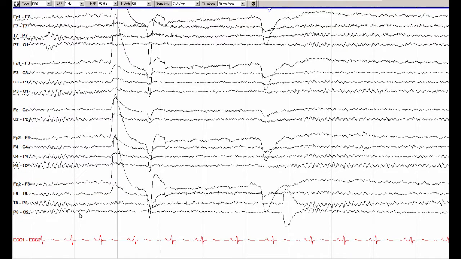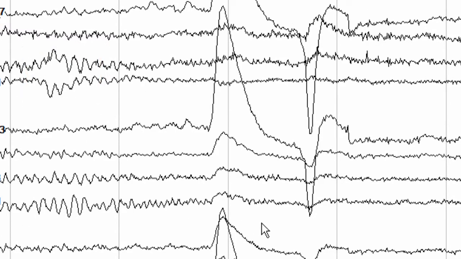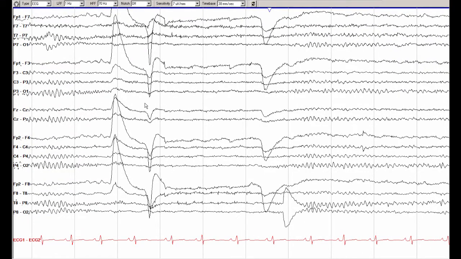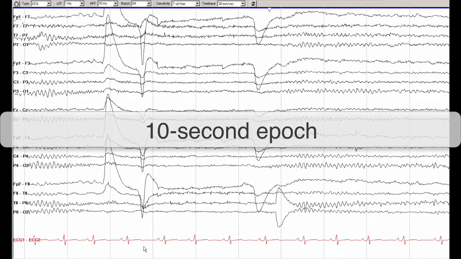It is best to look at a routine EEG first by taking a careful look at the first artifact-free page. Here we can see a small amount of artifact in the back of the head at P7, but other than that, this page is relatively free of artifact and is a good starting point. In many ways, you can generate a preliminary EEG report by looking at a single artifact-free epoch. In this case, we are looking at a 10-second sample of normal wakefulness.